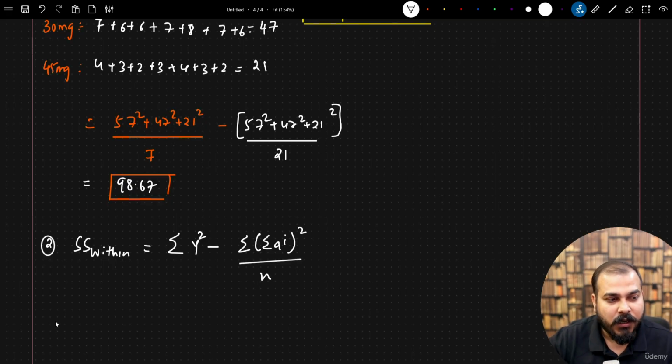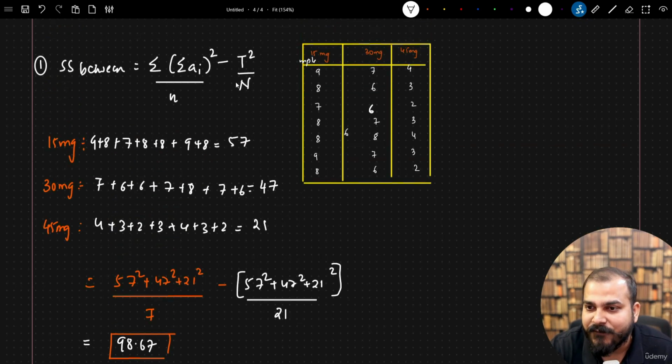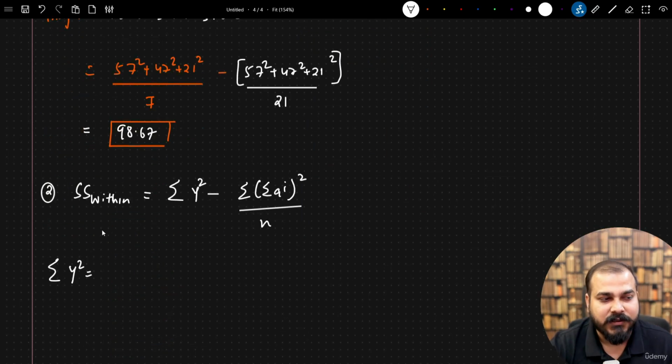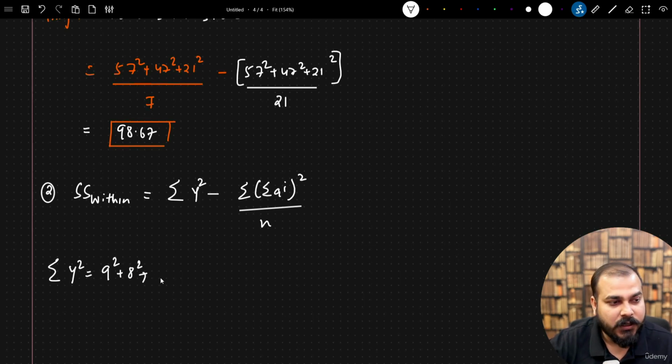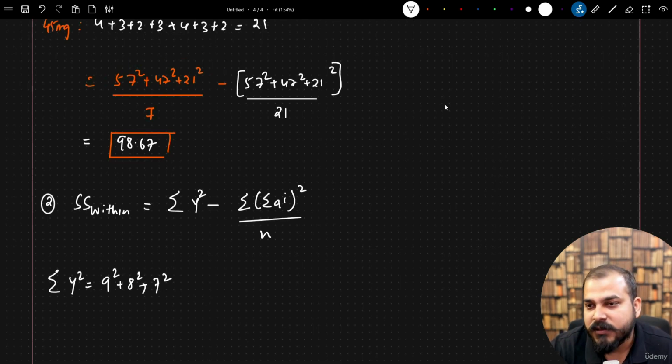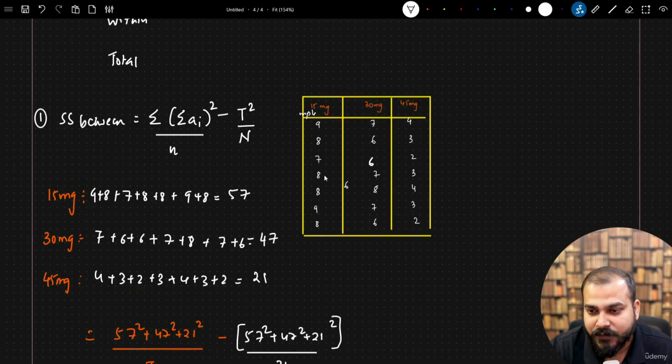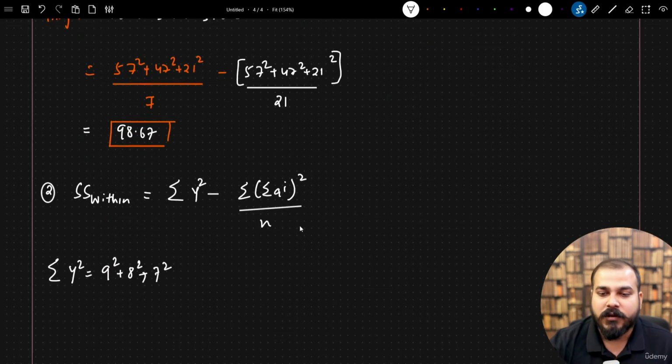This is nothing but this. But what about summation of y square? Summation of y square is nothing but what we do is we take every value in the sample and square it up. So you can just write it like this: first sample 9 square plus 8 square plus 7 square, plus 8 square plus 8 square. Like this you can do the calculation.